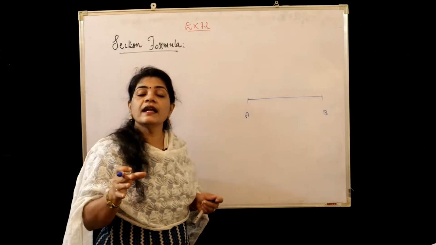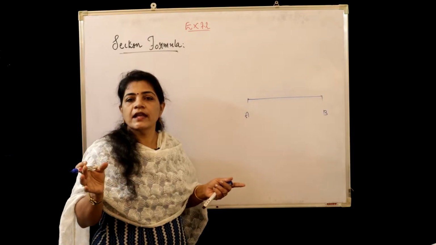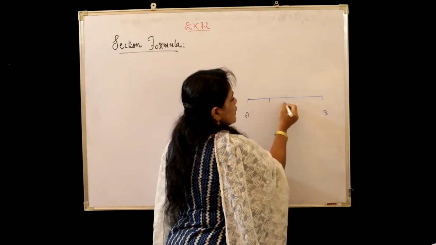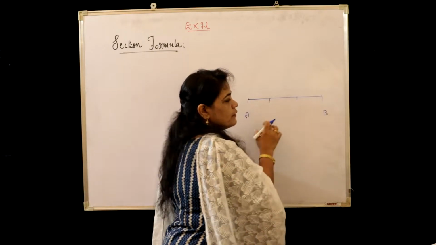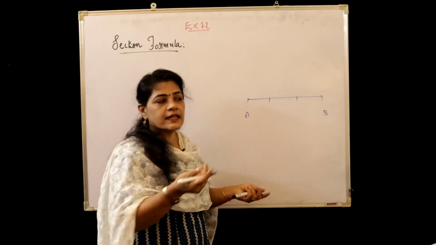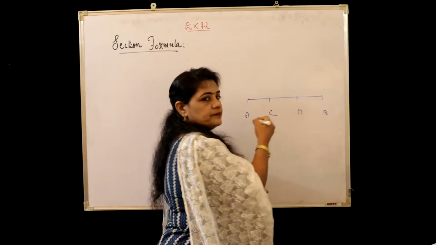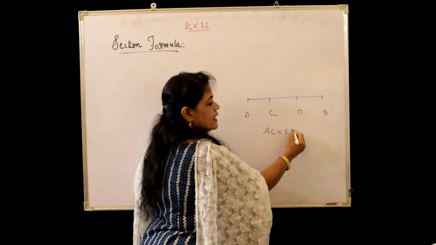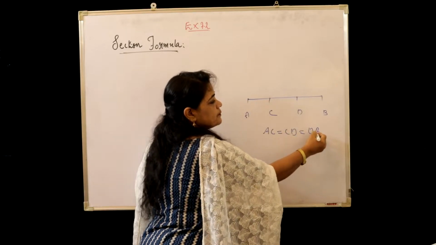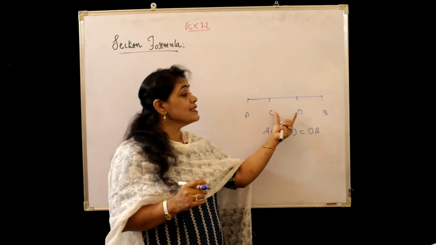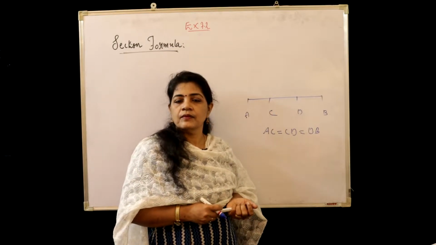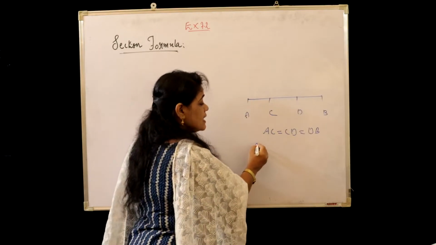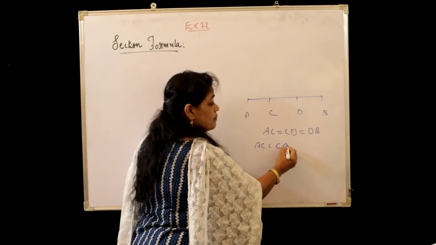I am dividing this line segment AB into 3 equal parts. Here is one point, this is the second point, so altogether you can see 3 equal parts. Let them be C and D. That means AC equals CD equals DB. Out of these 3 equal parts, consider AC to CB.